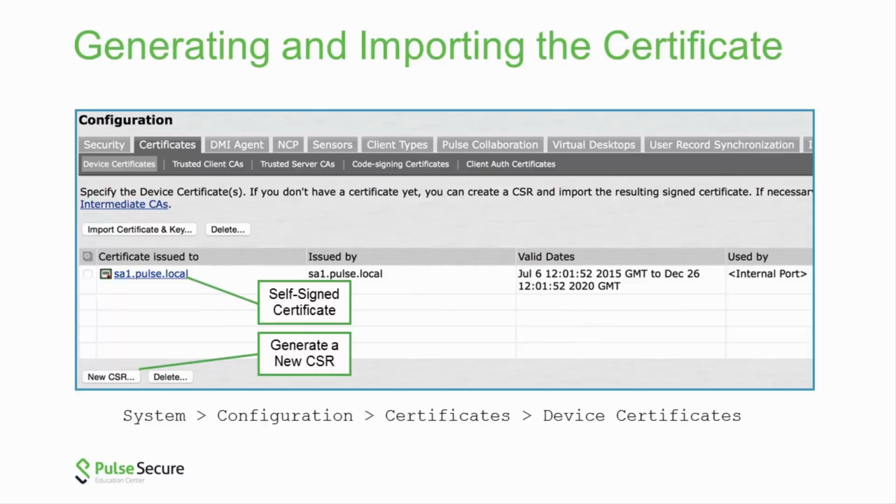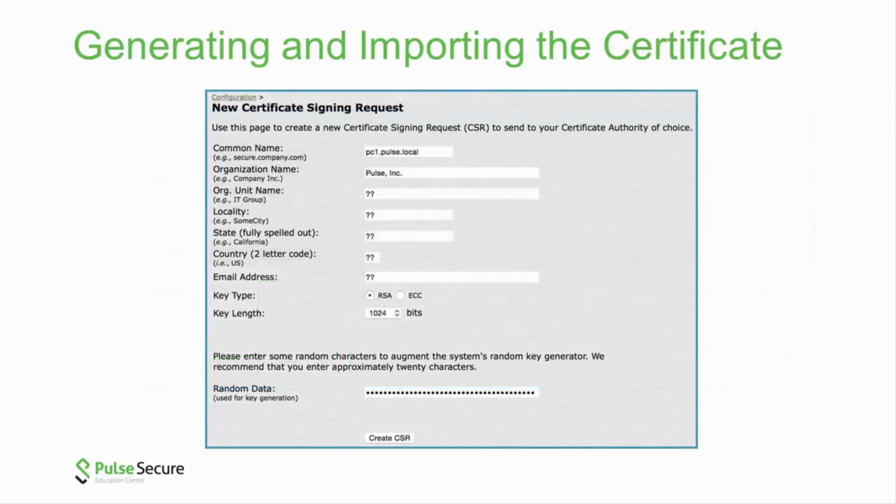Select New CSR. Just as with the self-signed certificate you created during the initial installation, you are required to provide the following information. You will need to provide a common name. Unlike the self-signed certificate, the common name is registered with a CA. Therefore, you should use the FQDN of Pulse Connect Secure. You will also need to provide an organization name and random data.